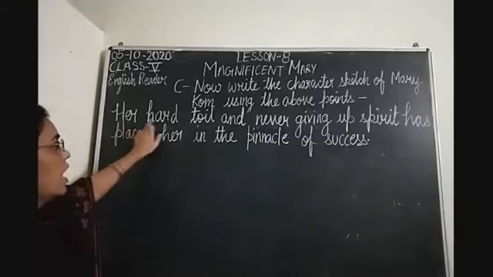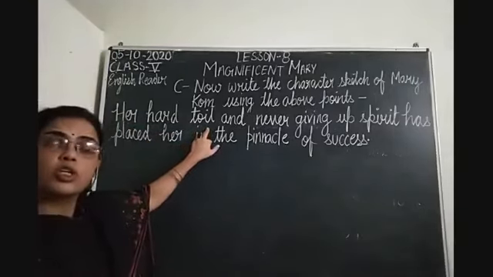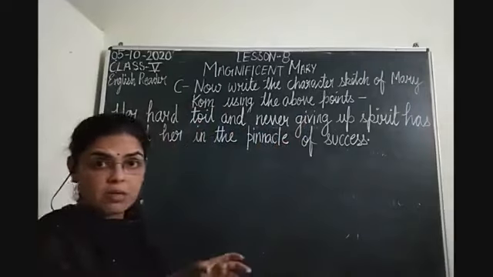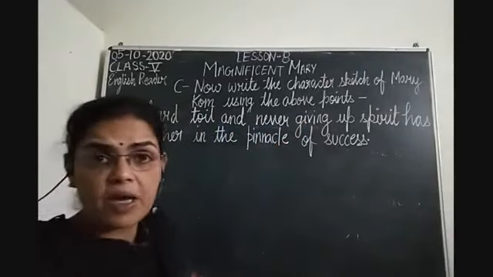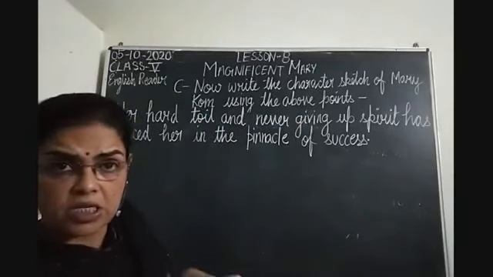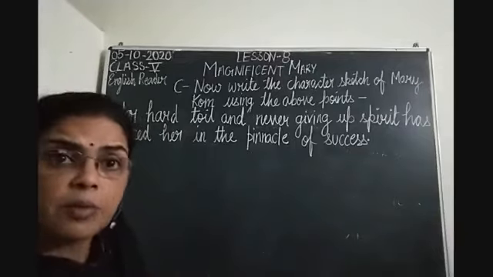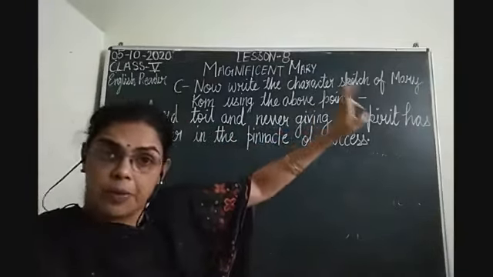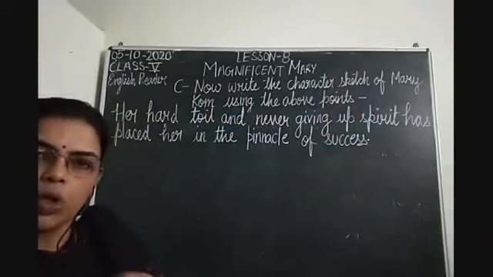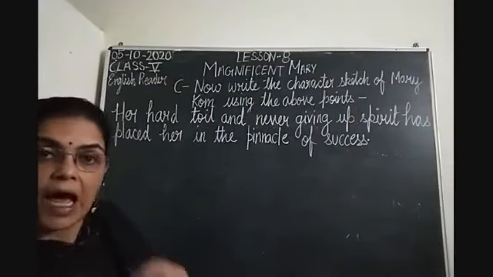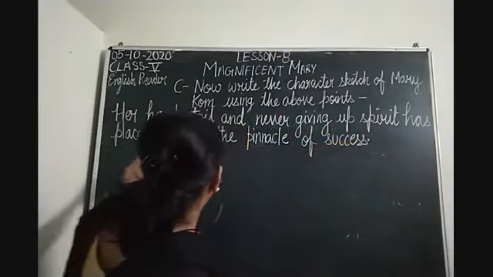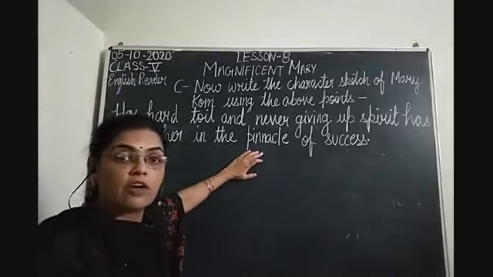sentence of the paragraph is her hard toil. Hard toil matlab unka jo hard work hai, unka jo hard labor hai, and never giving up spirit, unka jo determination tha, dedication tha, unhone kabhi bhi life mein haar nahi mani. Wo kitni bhi pareshaniyan aati gayi, she kept on moving ahead. Her willpower, her determination, that is a never giving up spirit. Hai na? Thode se meaning same hai, but I've just changed the words so that you can also learn new words and enhance your vocabulary. So her hard toil and never giving up spirit has placed her in the pinnacle of success.